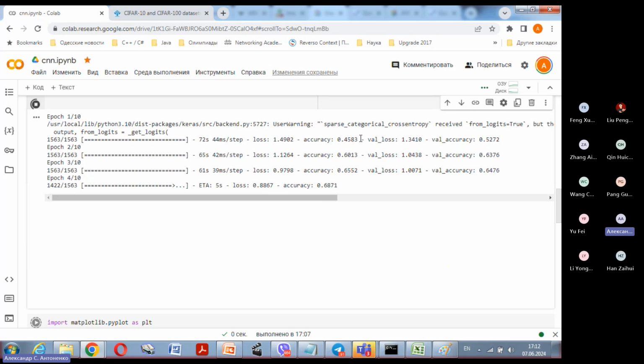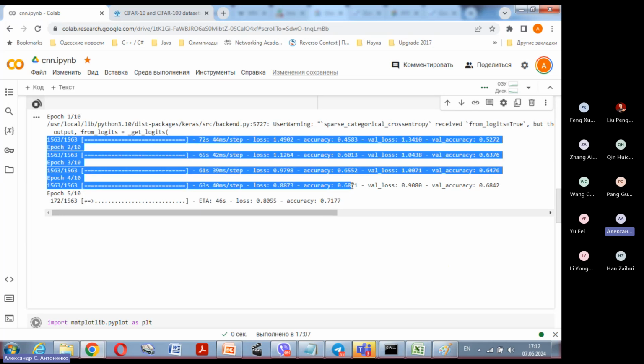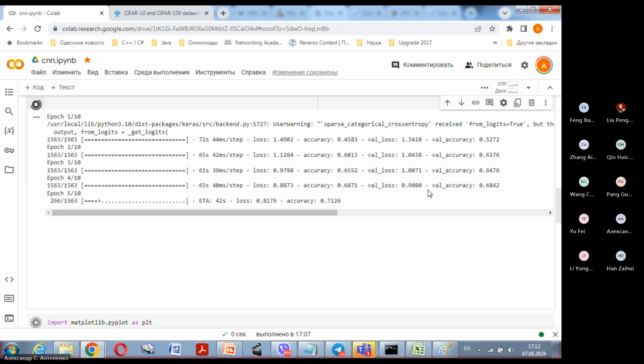So after the end of the first epoch, we start from only 45 percent accuracy. That's quite low accuracy, but right now we have 86%, even more. And we have a different accuracy on the validation set. So I remind you that we have used our test data set as validation data.